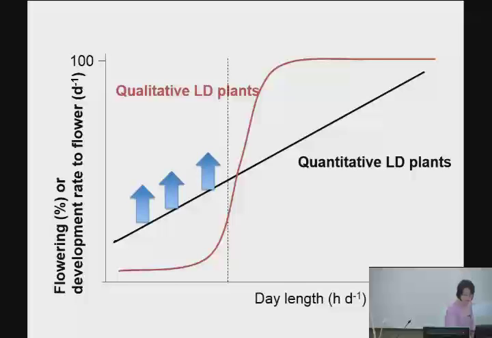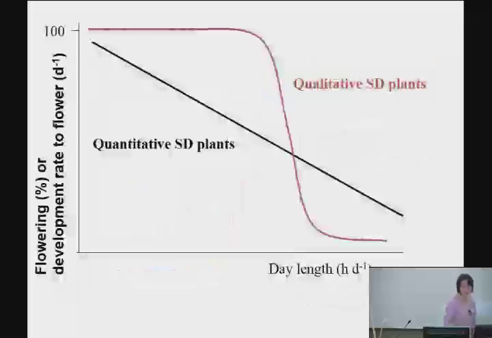The same response applies for the short day. The clear threshold is a qualitative response, and a more continuous, incremental response is a quantitative response. And then these are short day plants. So qualitative short day plants, quantitative short day plants. All right? Okay.